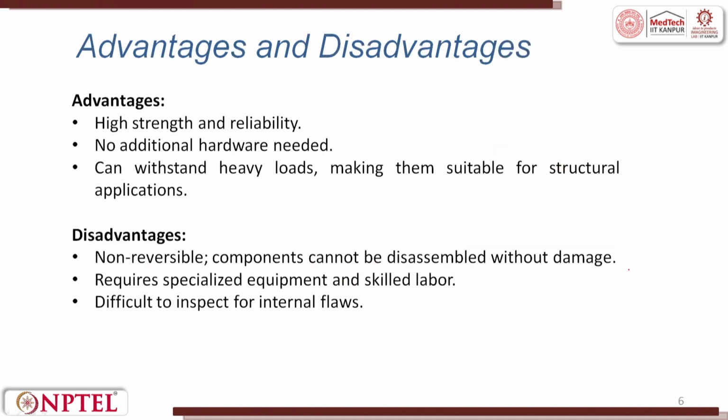Next are the advantages and disadvantages of permanent joints. Advantages are they have high strength and reliability. There is no additional hardware required. For example, there is no need of bolts, nuts, screws, etc. They can withstand heavy loads, making them suitable for structural applications. They are often more aesthetically pleasing.